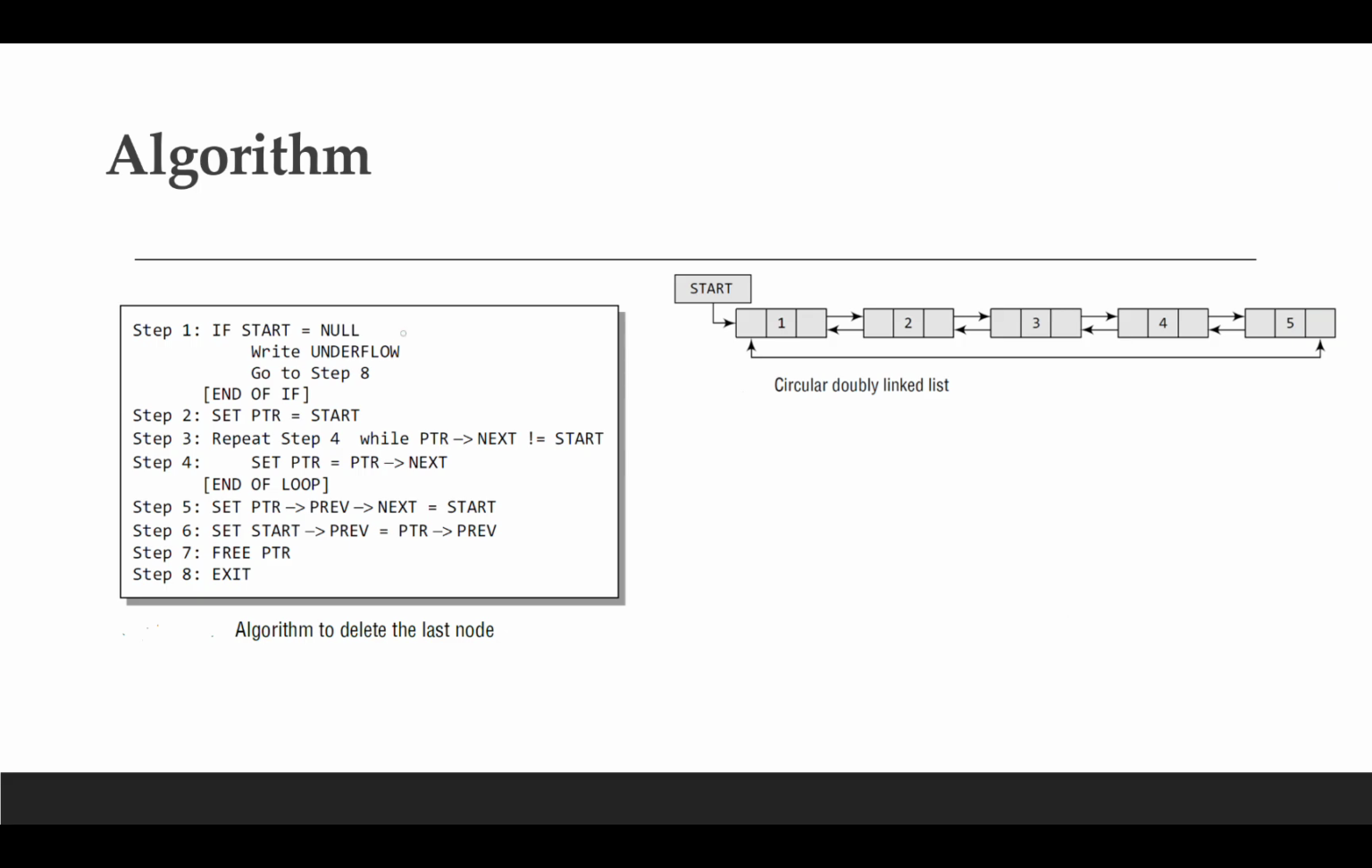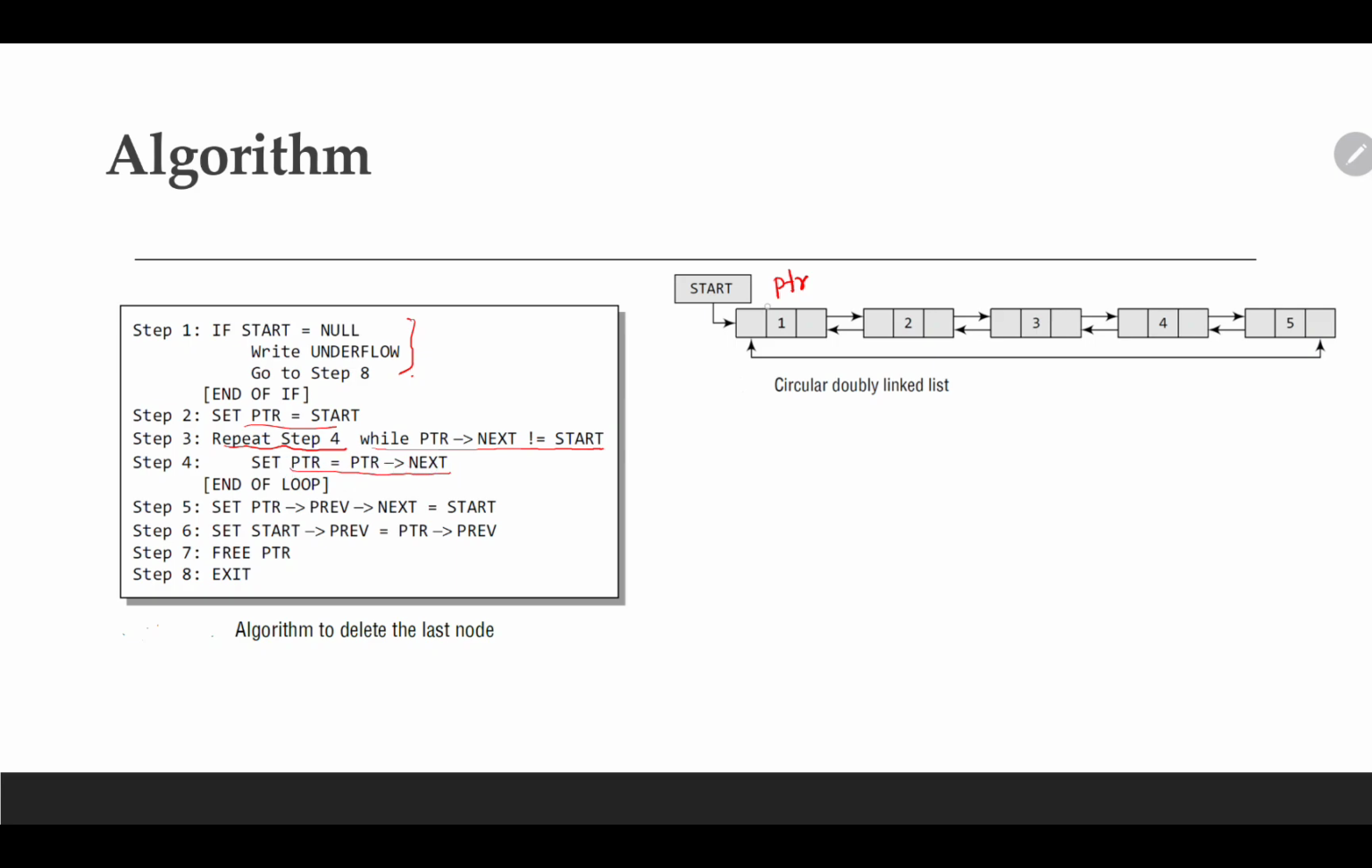So this is the algorithm. First we are checking the underflow. Then we are assigning ptr = start. So this is the ptr node. Then we have to check the condition, so we repeat step 4 while ptr->next is not equal to start. Till this condition becomes false, step 4 will be executed repeatedly. In the fourth step, it is given ptr = ptr->next.